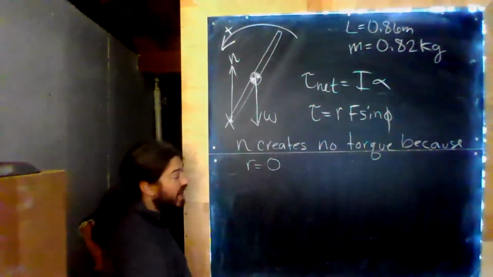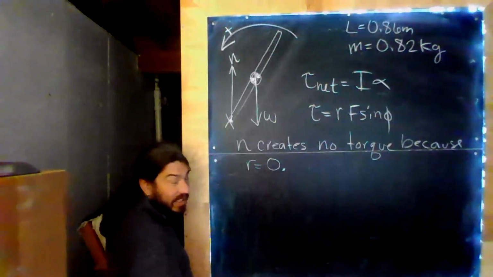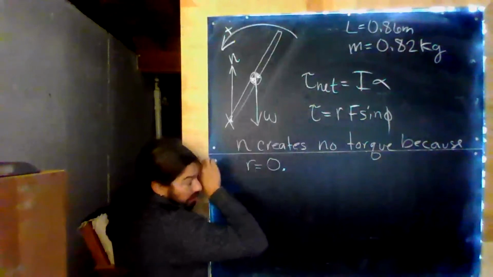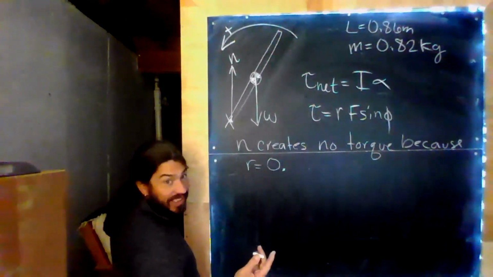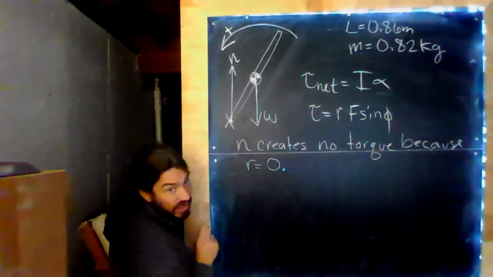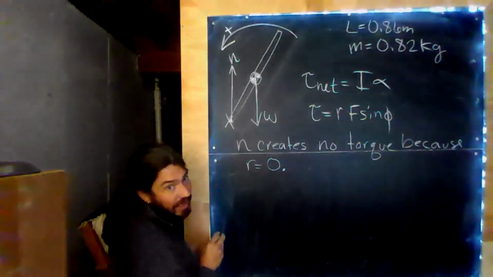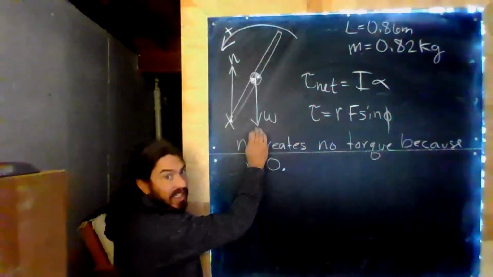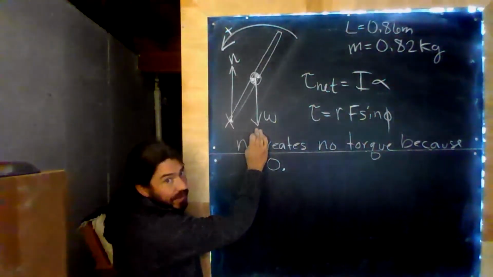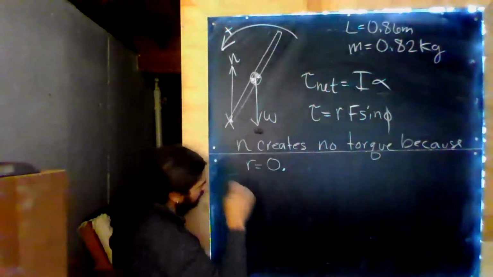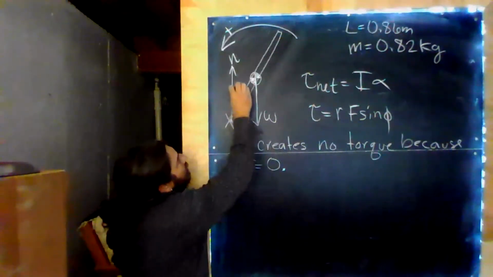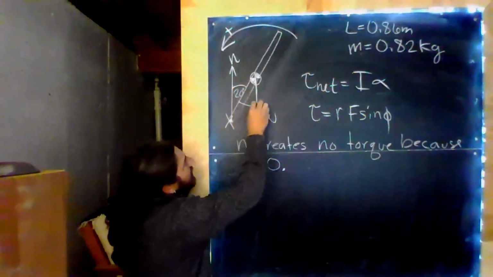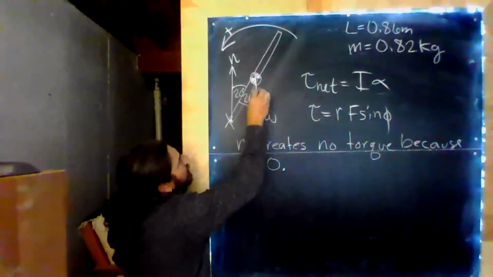So we don't have to worry about the normal force creating any torque, so it doesn't show up in this equation. Once you get good at a few of these, you just won't even have to draw any forces that are applied right at the pivot point. So we have the weight. Is the weight creating a torque? Oh, absolutely. It definitely is. So the problem tells us that this is 20 degrees. That means that this is also 20 degrees.